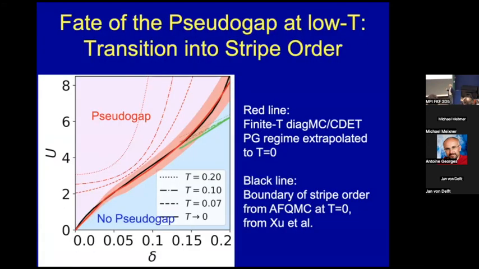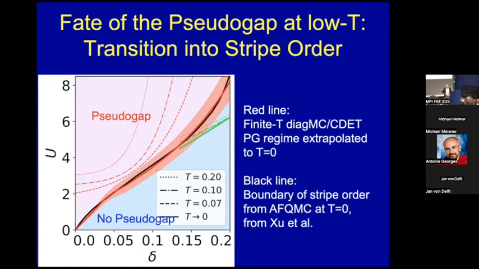And when you do that, what you find is this. Namely, these are the different pseudogap boundaries for different temperatures. The red line here is the extrapolation. Of course, there is some arbitrariness in this extrapolation, which is this red ribbon here, to T equals 0. And what you find is that the boundary between pseudogap and no pseudogap extrapolated to T equals 0 coincides quite accurately with the boundary between stripes and no stripes.